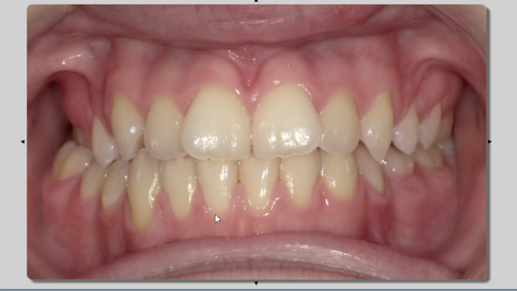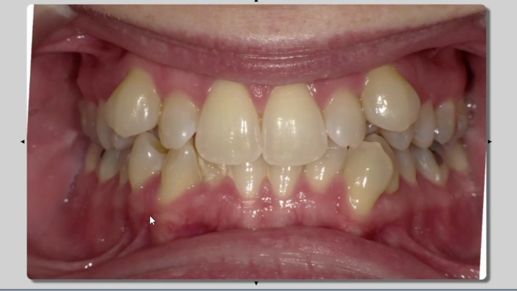Another thing that you can only see in pictures is areas of recession. If you look at this smile, nice healthy gums, nice clean teeth, but you'll see that this tooth has less gum around it than this tooth does. That gives us a clue as to where that tooth is sitting in the bone, and it helps me decide how quickly and how far I can move your teeth and still keep the gums and bones healthy.